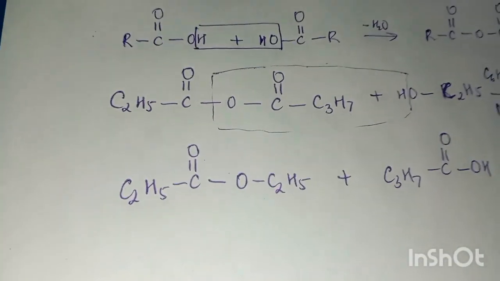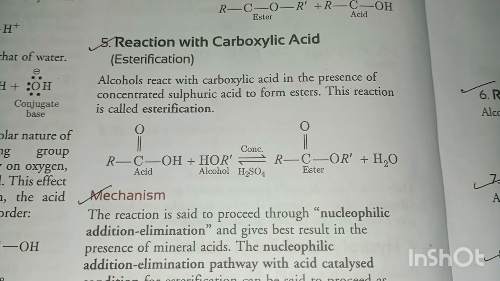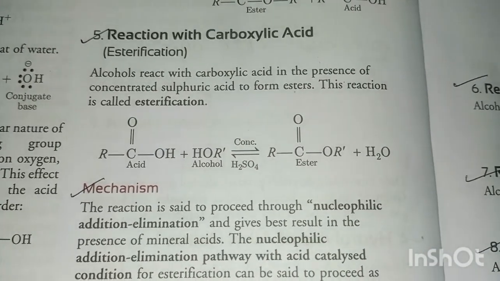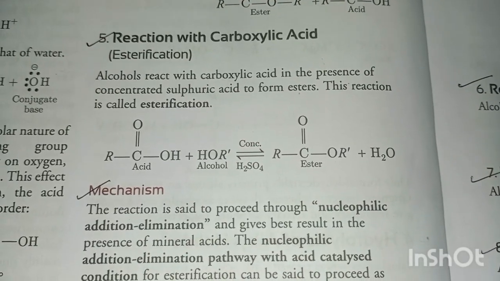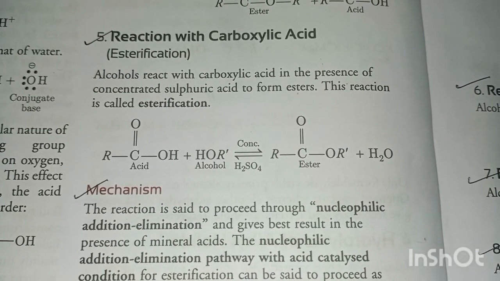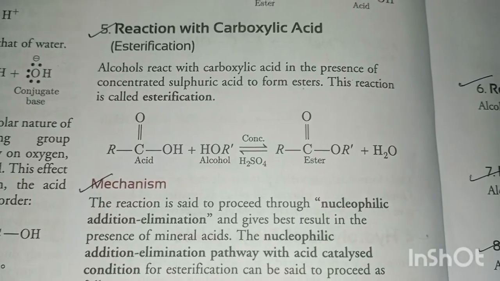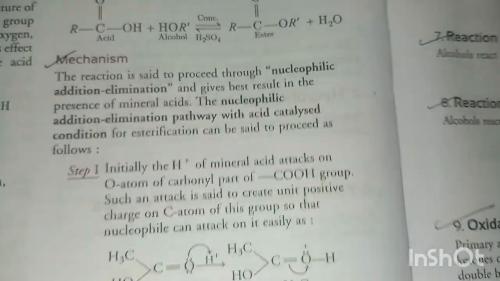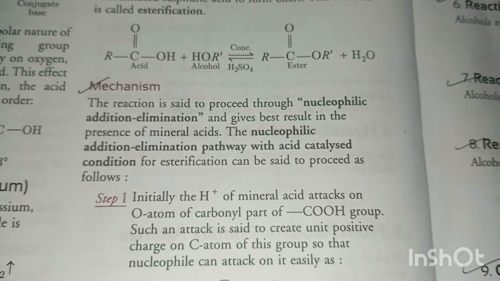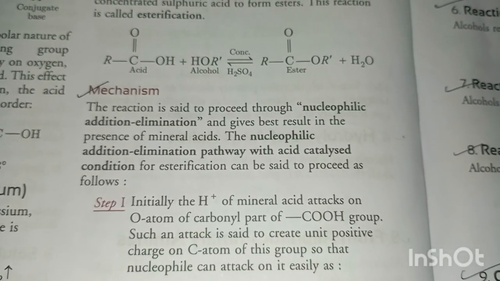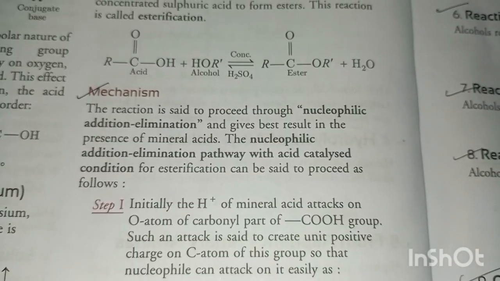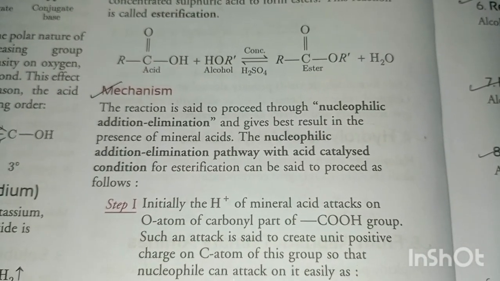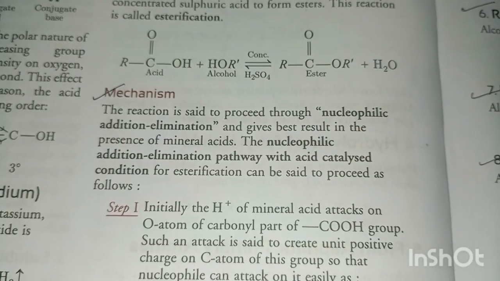Now reaction with carboxylic acid, again esterification. This mechanism is in your syllabus. Esterification mechanism with carboxylic acid. Alcohols react with carboxylic acid in the presence of concentrated H2SO4 to form esters, and the reaction is termed esterification. The reaction is said to proceed through nucleophilic addition elimination. First nucleophilic addition will take place, and then elimination will take place. It gives the best result in the presence of mineral acids. What are mineral acids? H2SO4, HCl, HNO3, etc. are mineral acids.